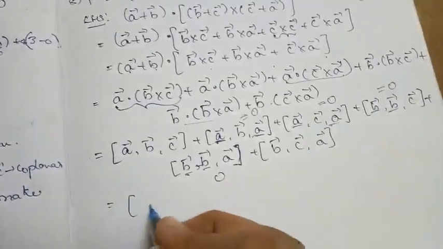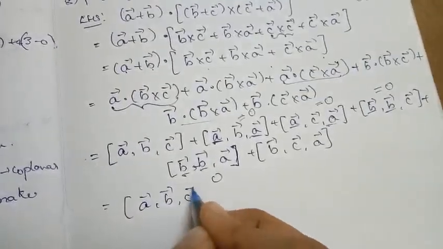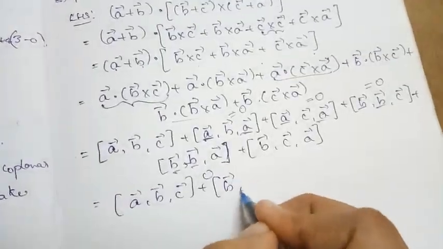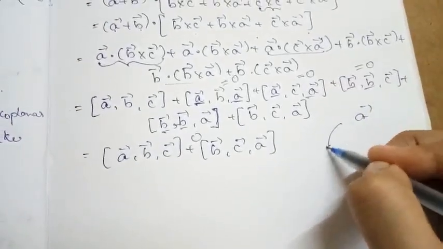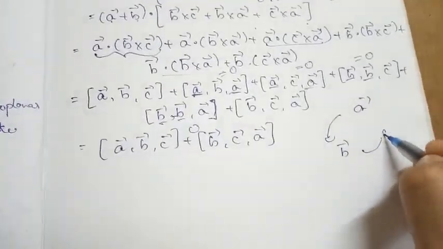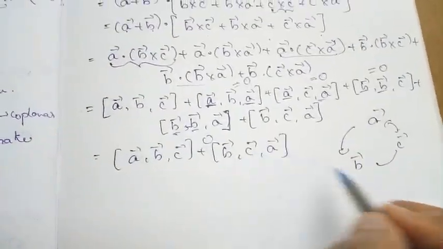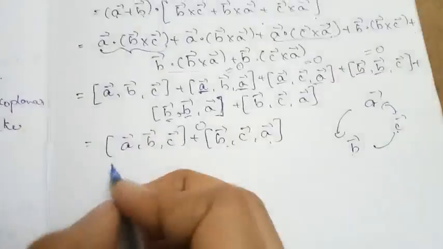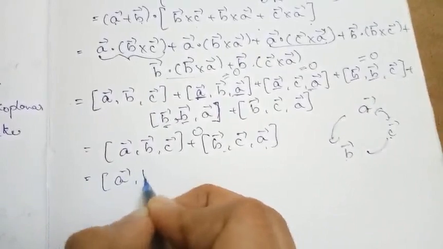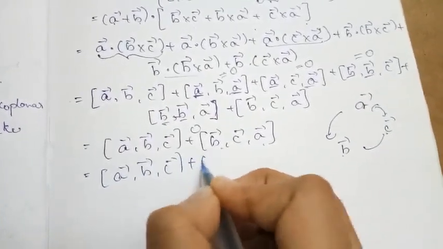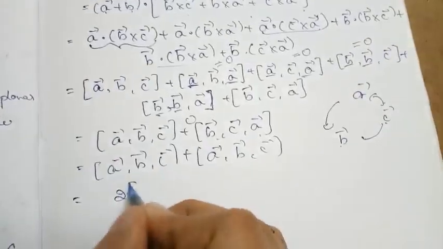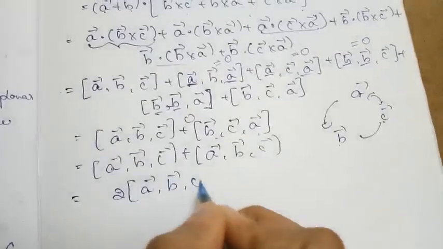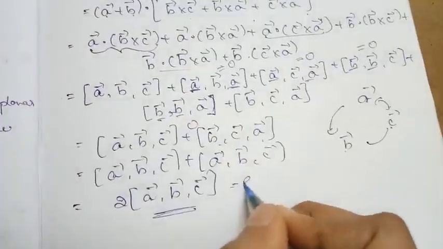So what all remains? [A, B, C] plus [B, C, A]. And we know that the value of the scalar triple product does not change for a cyclic permutation. So [B, C, A] is a cyclic permutation, so the value of this one is also equal to [A, B, C]. So it is nothing but 2 times [A, B, C], which is nothing but our RHS, which you can see here.